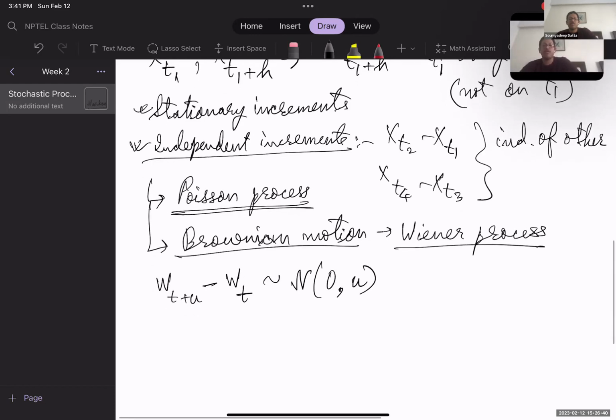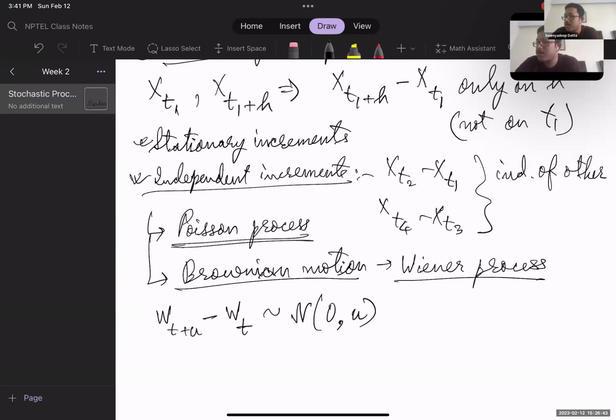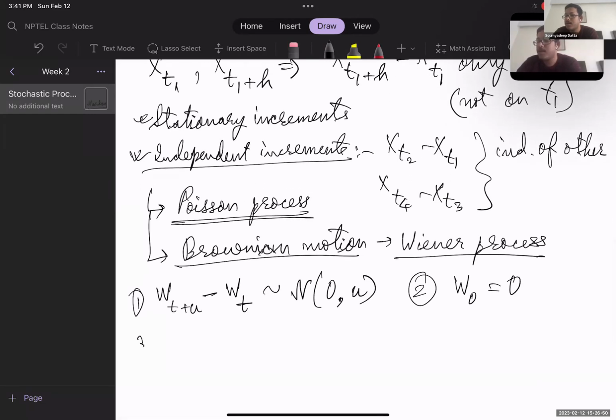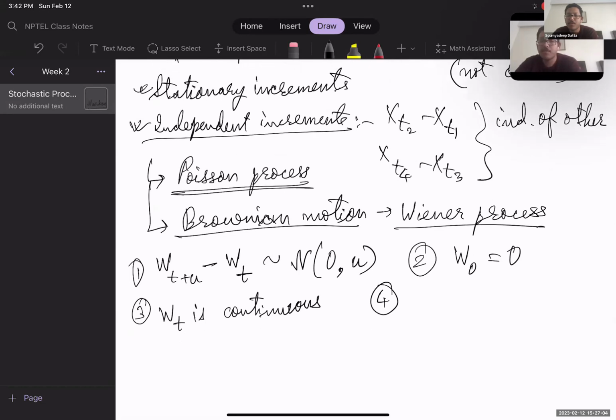Is that clear? That is the first property. The second property is the value at 0 is 0, so this is known deterministically. The third is that W_t is continuous. And the fourth is more of a corollary. From the first you can imply this: if you set t equal to 0, you know that W_0 is 0. So what you will have is W_u is normally distributed as normal(0, u).